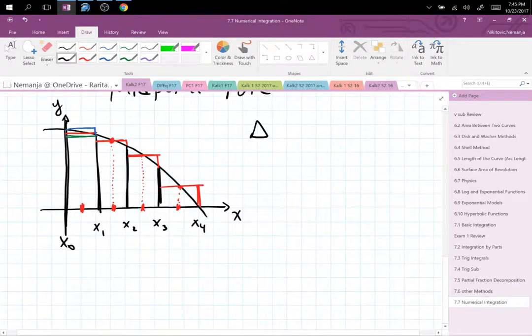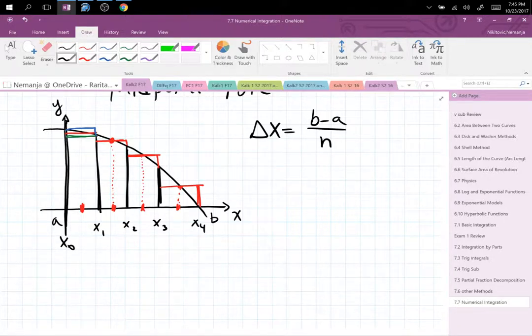Your delta x formula always stays the same. It is b minus a over n. That never changes. You know that your x0 is a and x4 is b. Those are the first and the last. Now, guys, you can have 17 of these rectangles. I'm just using 4 because it's easy to draw. You can have 5, you can have 7, you can have 10. You can have 10,000 if you are programming this for a computer to crank.